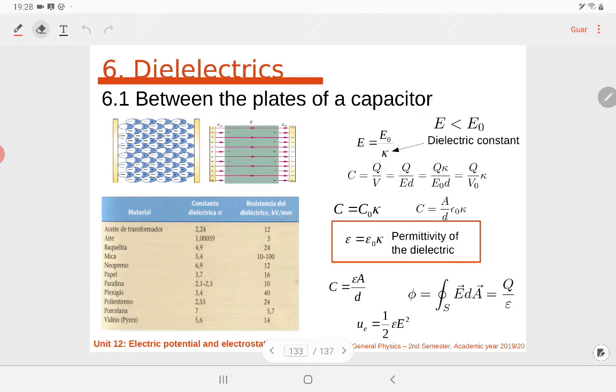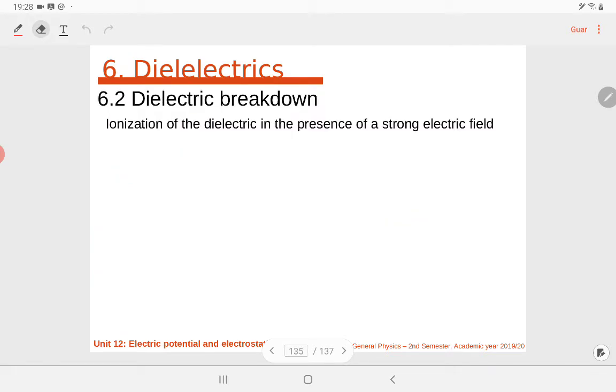If you notice on the third column of this table, you can see a new variable that is called the resistance of the dielectric, which is the maximum electric field a dielectric can bear before it breaks down and is ionized. So this brings us to the dielectric breakdown, which is the ionization of the dielectric when a very, very strong external electric field is applied.